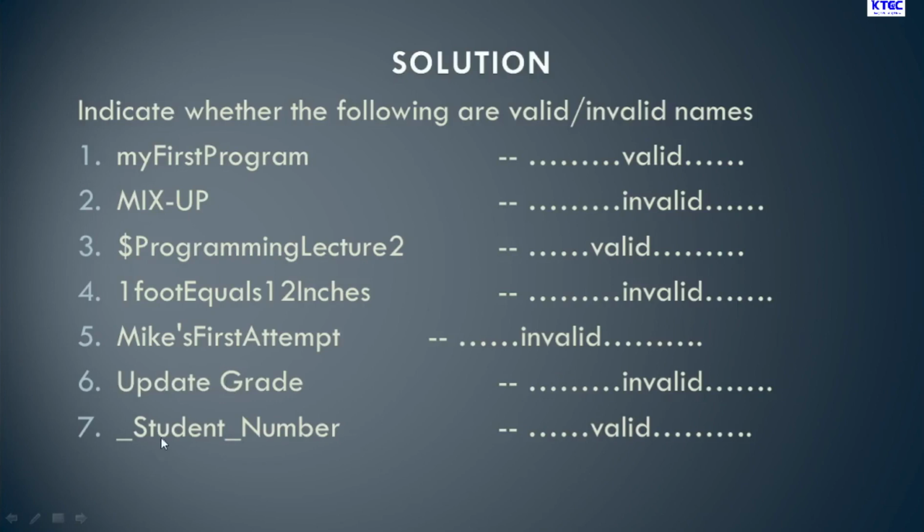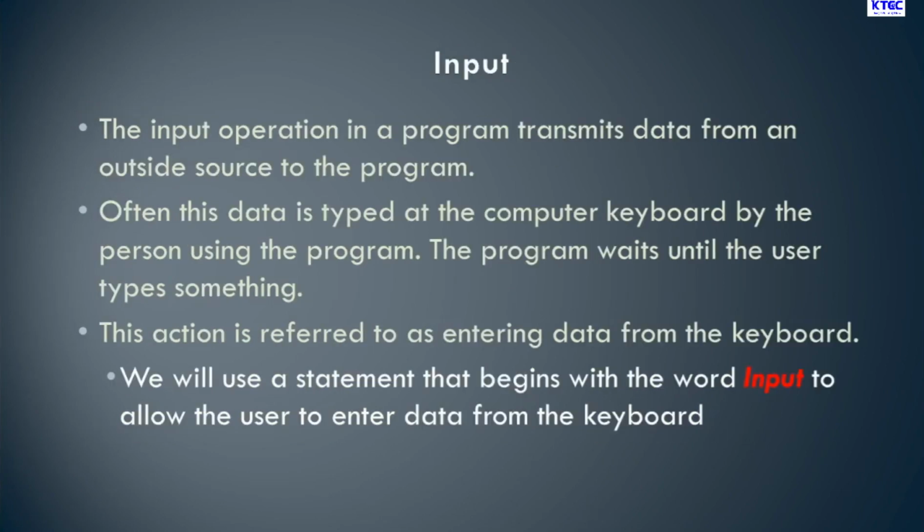And then this one, underscore student underscore number, is also valid because it starts with an underscore and there is no space here, and the underscore has been used to close the space, which makes it also valid. So that is that. You can then mark yourself and clap for yourself. If you score 7/7, bravo. If not, you know what to do. That is it. Now let's look at input.